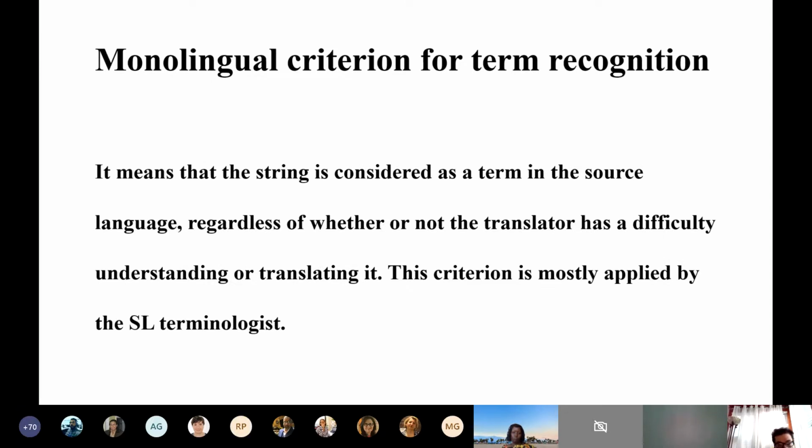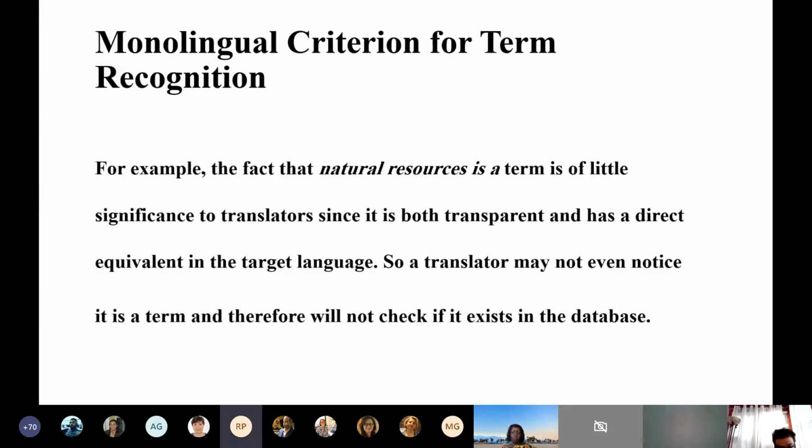So there are monolingual criteria and bilingual criteria for term recognition. The monolingual criterion means that the string is considered as a term in the source language, regardless of whether or not the translator has difficulty understanding or translating it. So this is a criterion used by the monolingual terminologist, in our case, the English terminologist. So, for example, if I have a term like natural resources, this is an economic term. But the fact that it is a term is of little significance to translators, since it is both transparent and has a direct equivalent in all the target languages we translate to. Transparent means we can detect the meaning from the individual words. So translators may not even stop at it and say that it is a term, I need to add it if it's missing, because the strings are clear. So this is a monolingual issue.